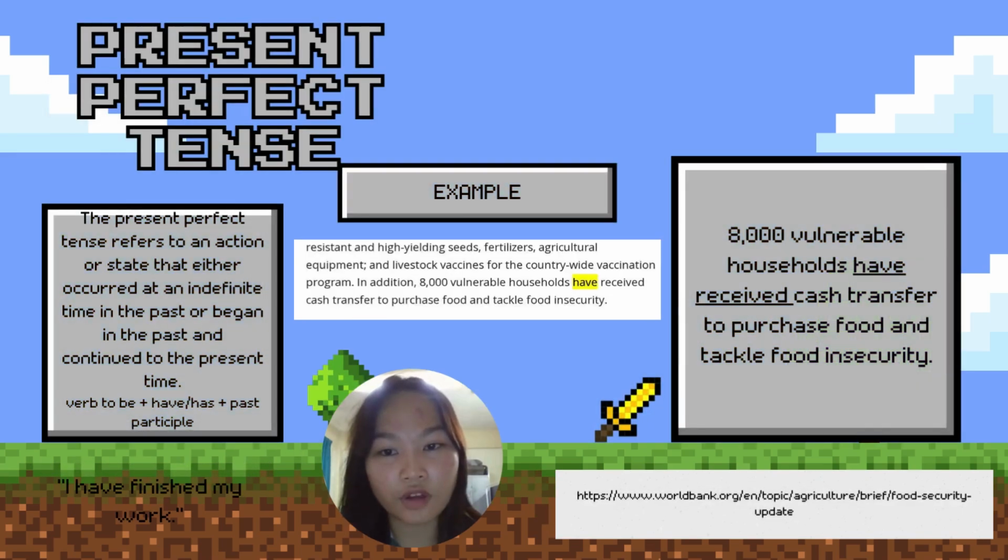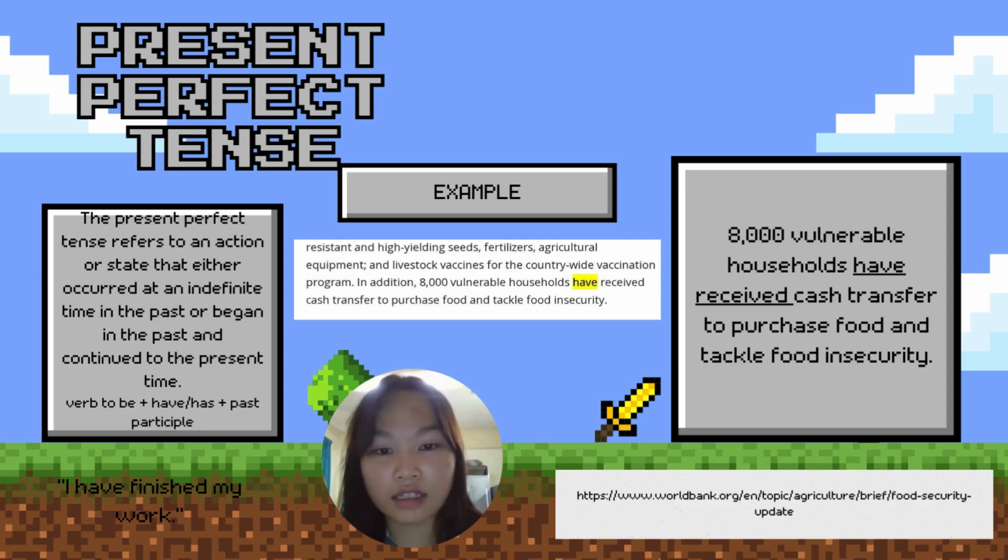Now let's move on to the third form of present tense, the present perfect tense. The present perfect tense refers to an action or state that either occurred at an indefinite time in the past or began in the past and continued to the present time. The formation of present perfect tense is verb to be, plus have or has, plus past participle. For example, I have finished my work.